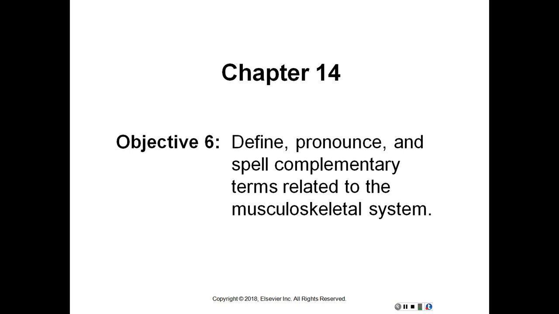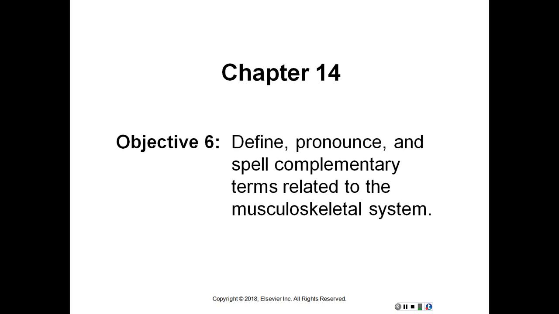Sacral, pertaining to the sacrum. Sternoclavicular, pertaining to the sternum and clavicle. Sternoid, resembling the sternum. Subcostal, pertaining to below the rib. Submandibular, pertaining to below the mandible. Submaxillary, pertaining to below the maxilla. Subscapular, pertaining to below the scapula. Substernal, pertaining to under the sternum.